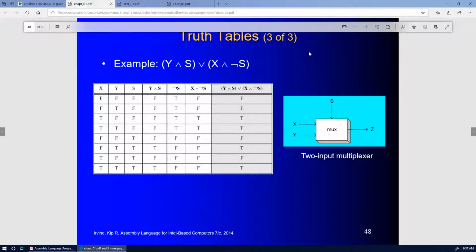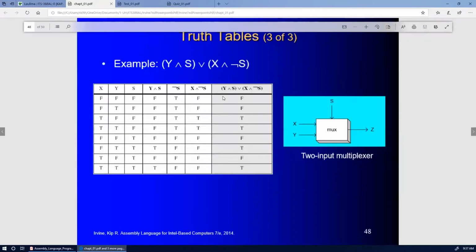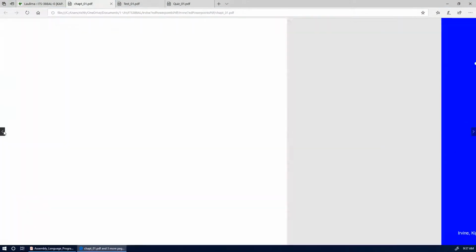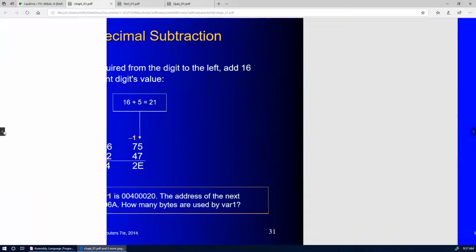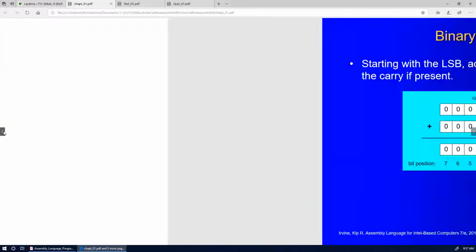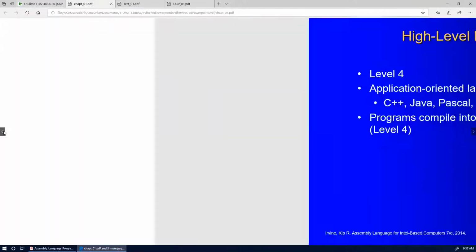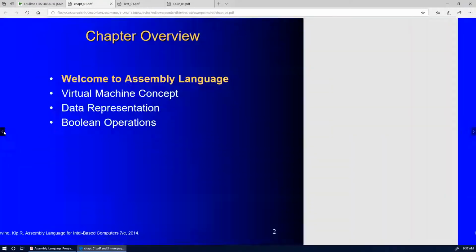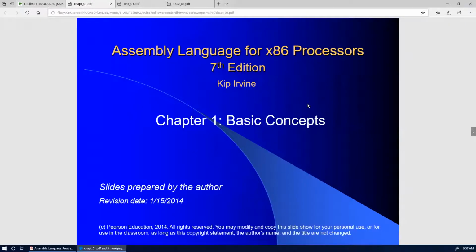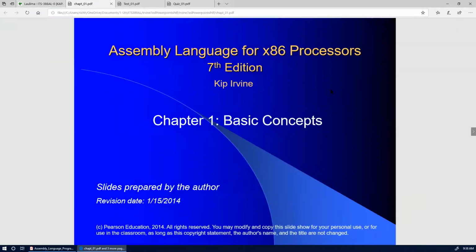What I'd like to do today, real quickly, without taking too much time, is to go over the slides that were provided for this chapter. I want to go back to the beginning here. I should have done this beforehand. There's probably an easier way to do it. Okay, so Chapter 1 basics here.